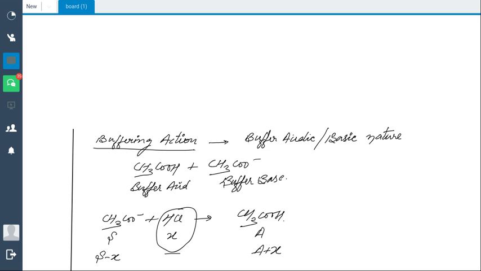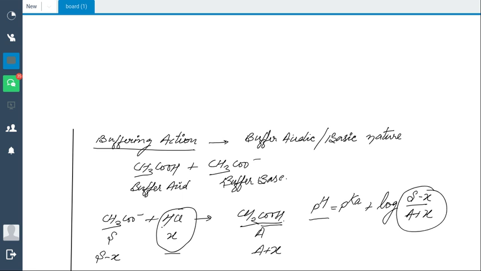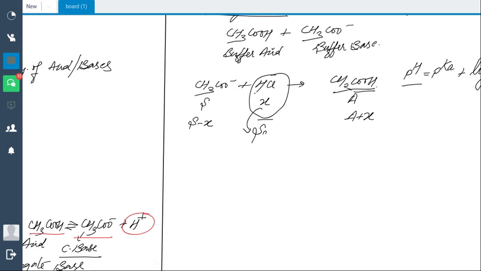This salt will combine with HCl to form the weak acid CH3COOH. And if you look at the pH expression now, this will become pKa plus log of (S minus X) upon (A plus X). So if you see, there is a marginal change in the pH because of the addition of a small quantity. Please remember, this X is a small quantity. This cannot be big. Otherwise, the solution will no longer remain as a buffer solution.